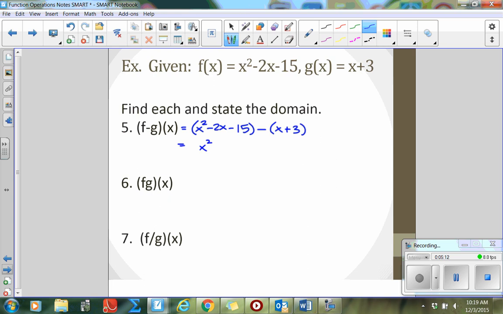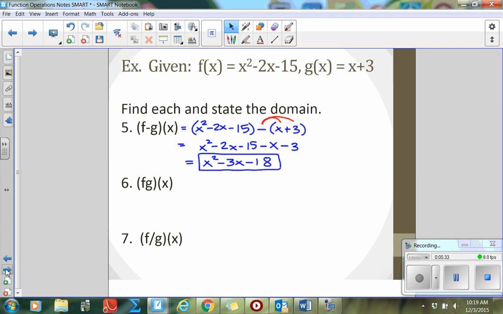x squared minus 2x minus 15 minus x minus 3. Make sure you have not forgotten about that subtraction being distributed. And combine like terms. The result is a polynomial function, so the domain is all real numbers.